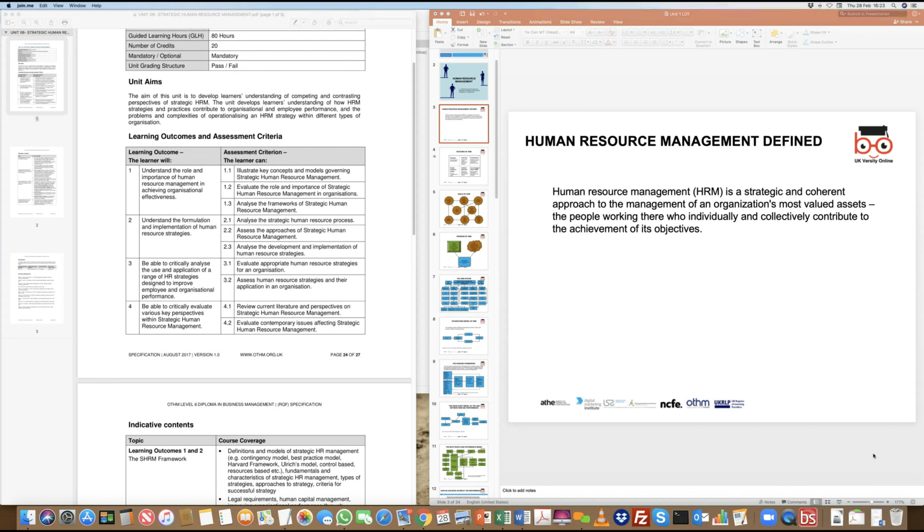So when we look at the definition of the term HRM, what we are looking at here is that HRM is more or less an approach, or a type of process which the management in the organization actually uses to ensure that people are able to work together and they are able to collectively achieve the objectives set by the organization.